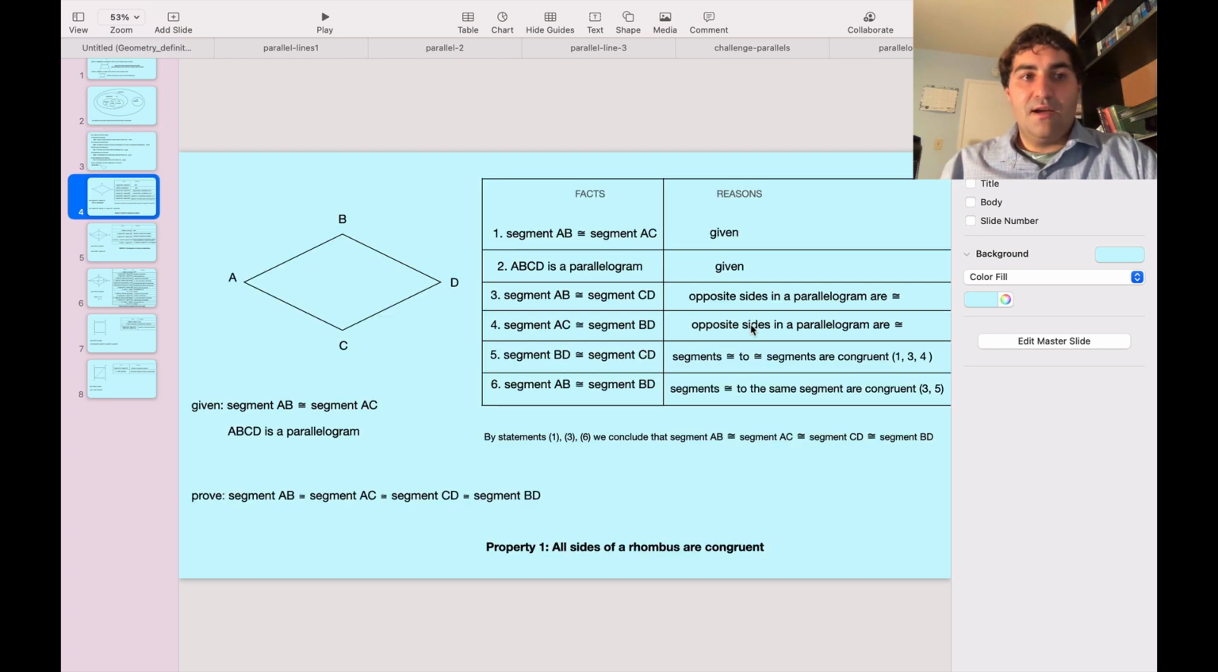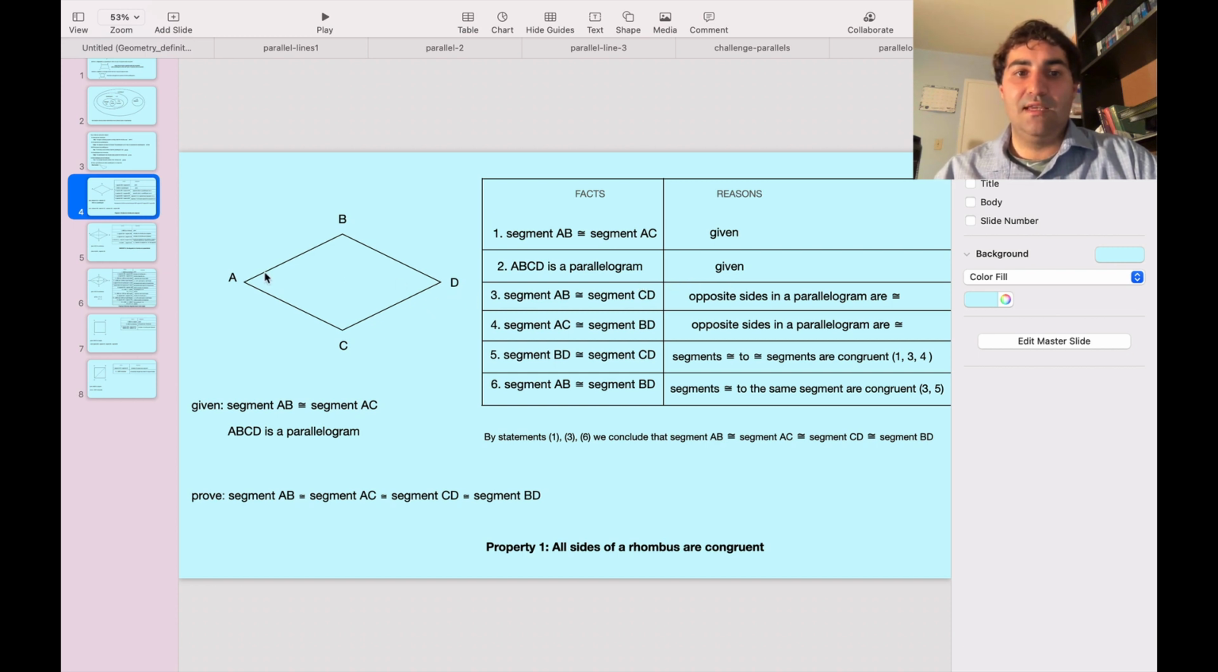Okay, I want to derive some properties about rhombuses. We're given that segment AB is congruent to segment AC and that ABCD is a parallelogram. Remember, all rhombuses are parallelograms, and the definition of a rhombus is that it has two congruent adjacent sides. So let's write down what we know. Segment AB is congruent to segment AC. That's a given. And ABCD is a parallelogram, which is also a given.